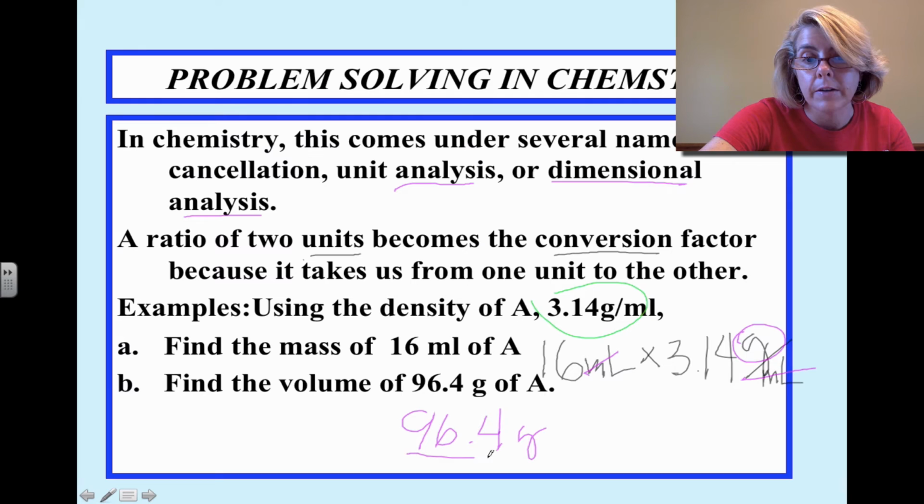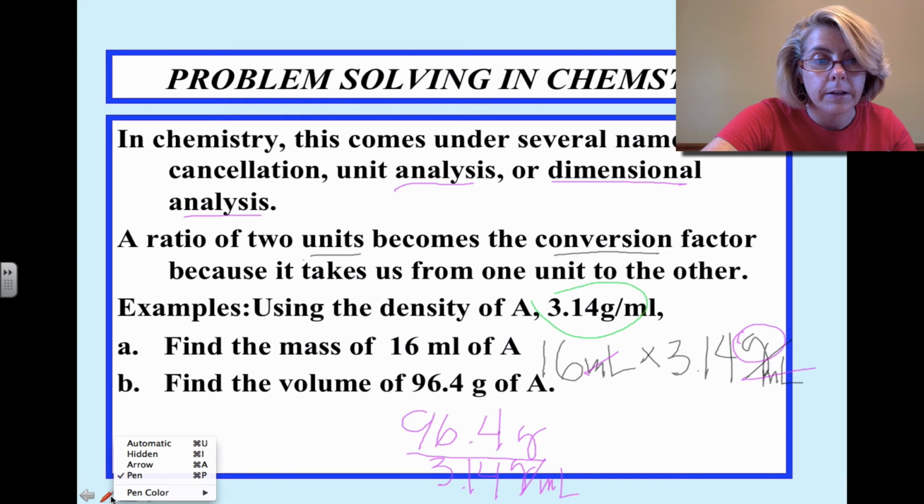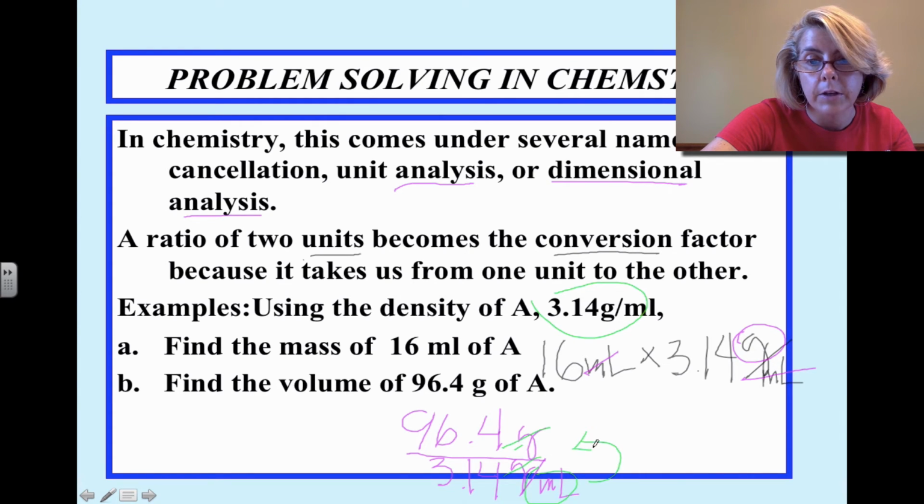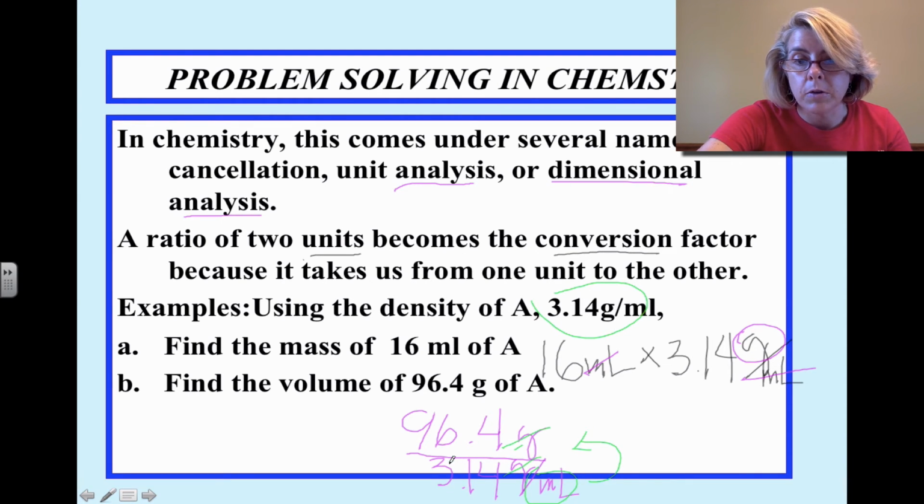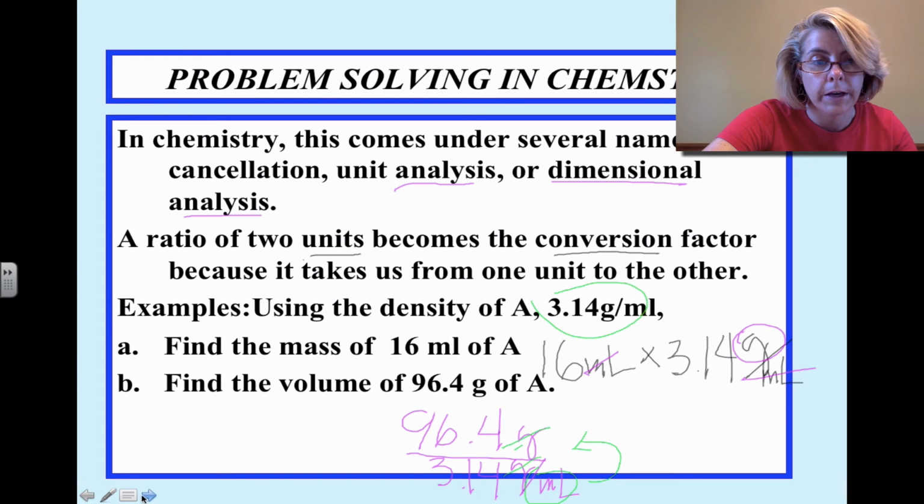Yes, I want to divide. Okay, so I'm going to take the 96.4 and divide it by 3.14 grams per milliliter. And the nice thing about it is that the grams cancel out. We're left with milliliters, and the milliliters actually go on top. And like I said, I'm not going to calculate the value for you. You can do that yourself.